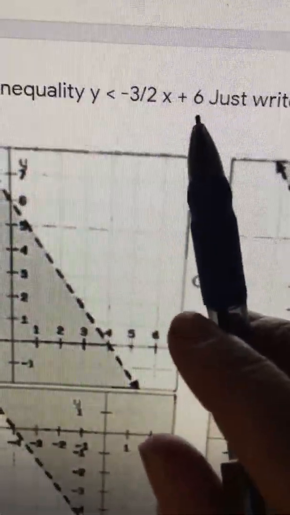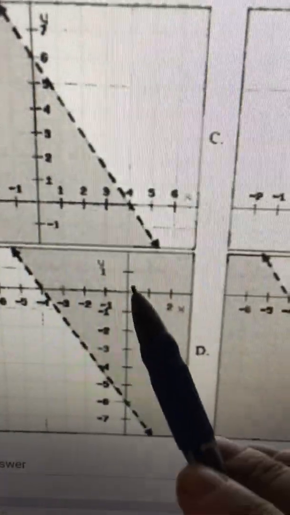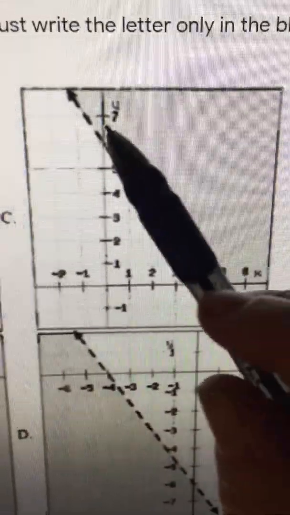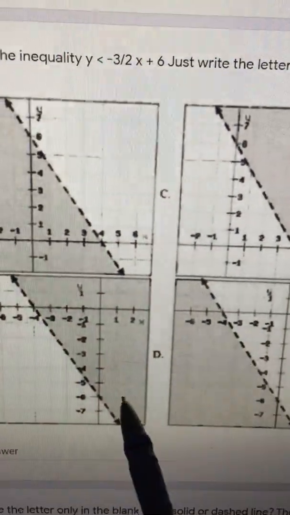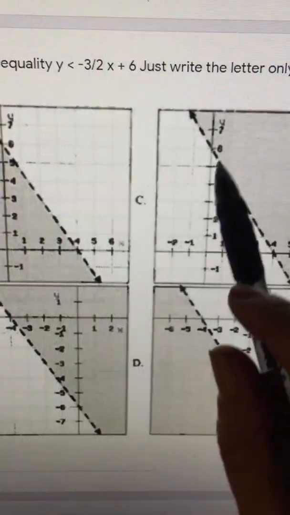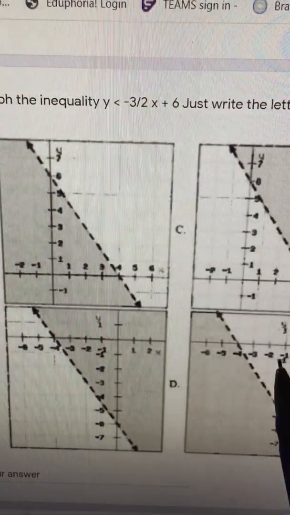The y-intercept is a positive 6. Is this at a positive 6? Yes. Is this at a positive 6? No, this one is negative 6, so it's not. B, positive 6, yes. Positive 6, no. So we got rid of these 2 down here that have a y-intercept of a negative 6, but we're keeping the 2 that have a positive 6 y-intercept. Now, how would you decide which one it is?